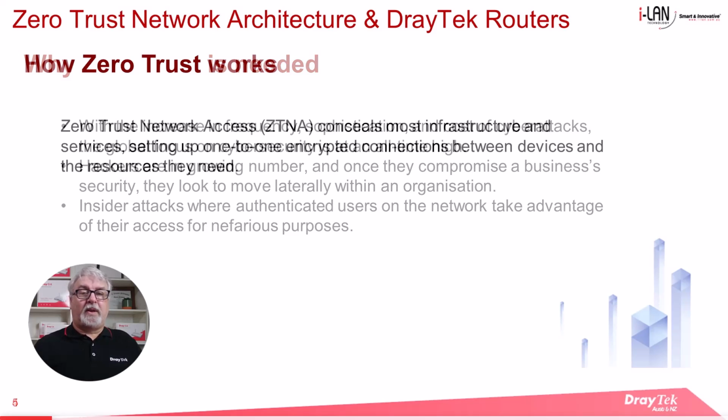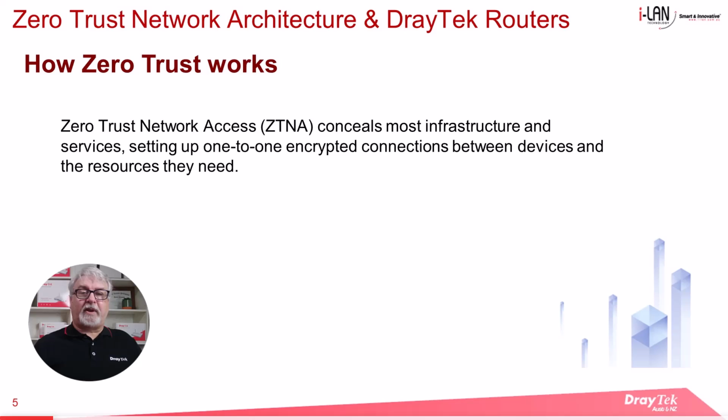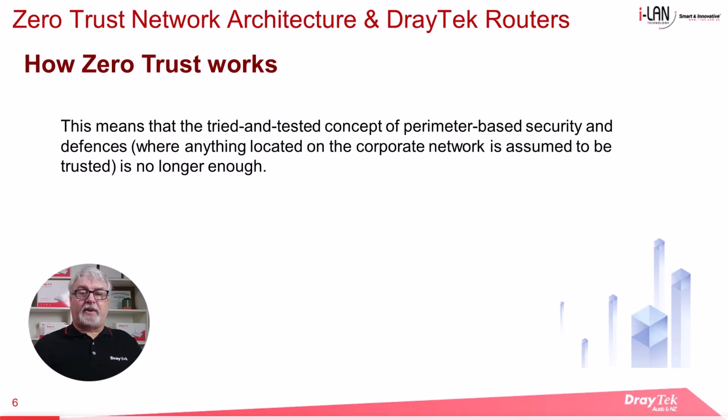ZTNA conceals most infrastructure and services, setting up one-to-one encrypted connections between devices and the resources they need. It uses micro-segmentation of the LAN to separate users and applications. This means that the tried and tested concept of perimeter-based security and defenses, where anything located on the corporate network is assumed to be trusted, is no longer enough. Security teams need to shift their thinking from the perimeter to the authentication and access of resources.